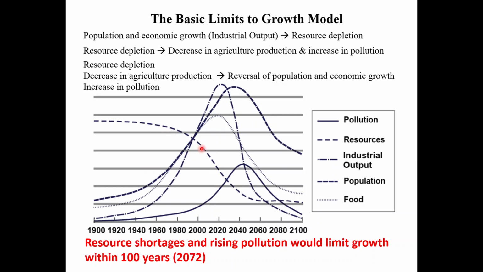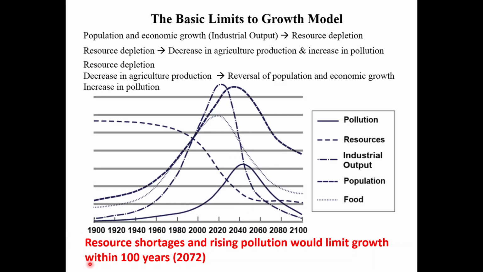Now as the resource is being depleted, industrial output reaches a peak around, my gosh, 2020. And food production also reached a peak around 2020. Now, as these start to come down, what you're going to see is the population peak soon after that. And after that, the population will decrease. And this is the Malthusian crash. It's predicted.